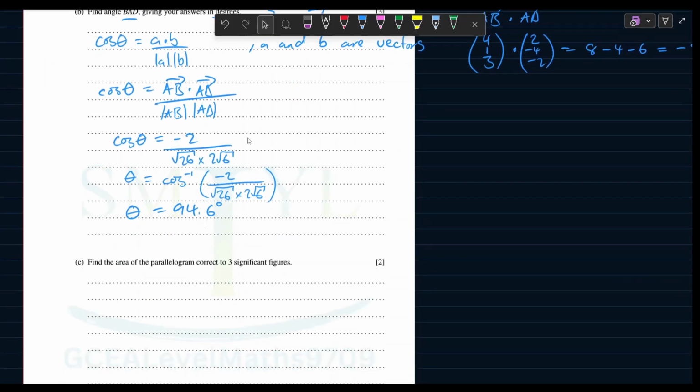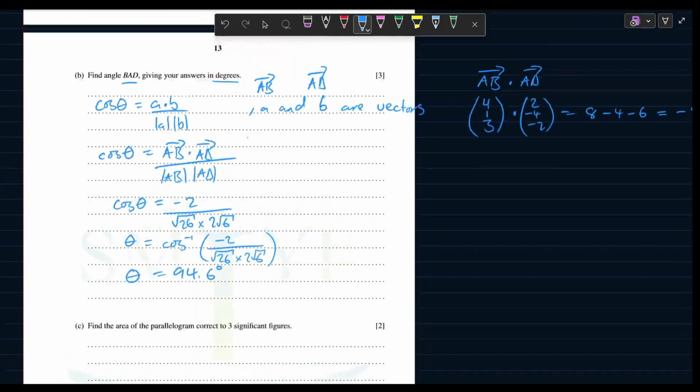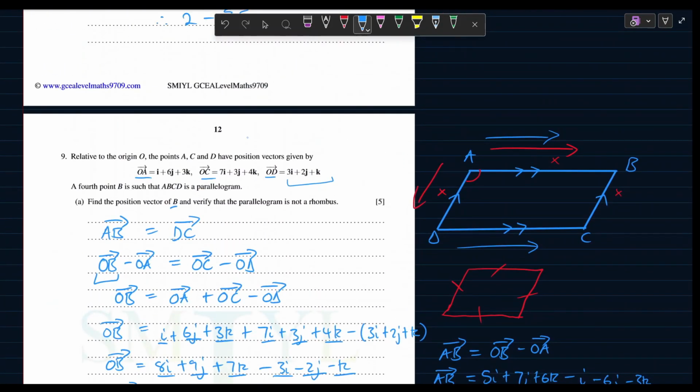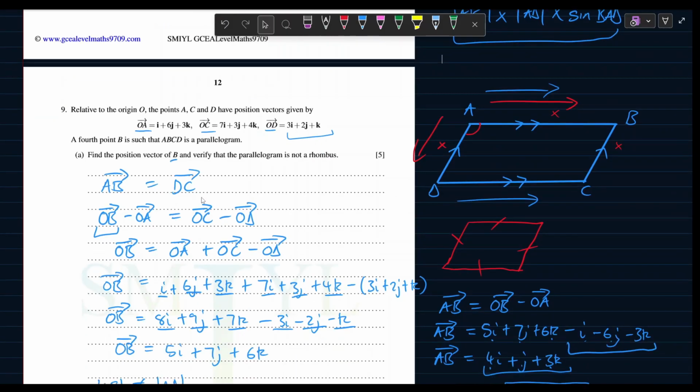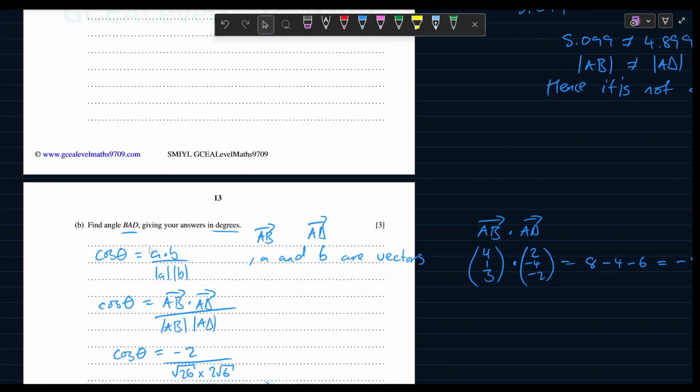Alright, and then part C says, find the area of the parallelogram correct to 3 significant figures. So the area for our parallelogram is just going to be the magnitude of AB times the magnitude of AD times sine of the angle in between those two lines, so times sine of BAD, which we found in part B. So this is our formula for the area of a parallelogram. We've already evaluated these magnitudes as well, and the angle we already have, so we have everything we need.